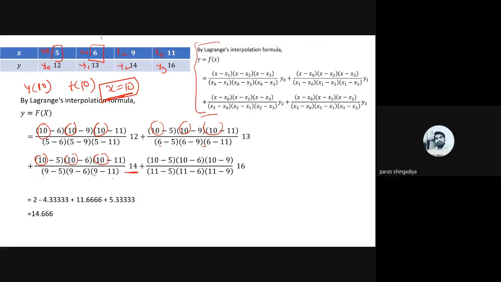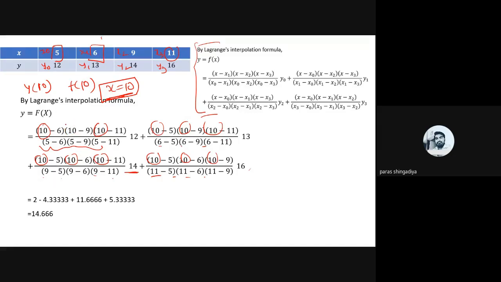And then the last term, that is 10 - 5, skip 11, so 10 - 5, 10 - 6, 10 - 9, and now use the 11 in place of 10 in the numerator, so 11 - 5, 11 - 6, 11 - 9 into the 60, clear. And then solve each term one by one, clear, and then check the answer, clear.